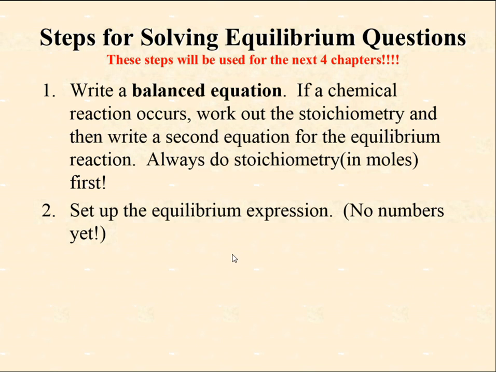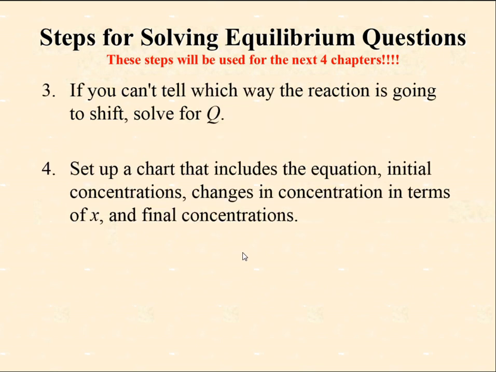Then you'll set up your equilibrium expression. You already know how to do that. That's your Kc is equal to your products over reactants to the power of their coefficients. If you can't visibly tell what a system should do next, you want to solve for a Q, provided you're given data. So you're going to set up what we're going to call a RICE chart or an ICE chart.